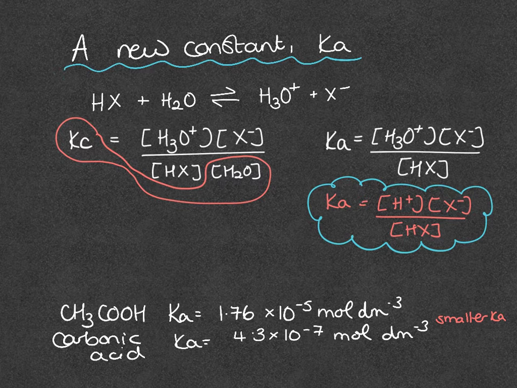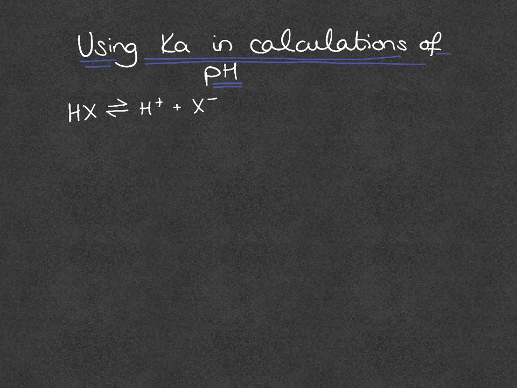Think what that means in terms of this mathematical expression. That must mean that the top part of the Ka expression is smaller than it would have been if you were comparing it with the ethanoic acid. So a smaller Ka means a weaker acid. So in this case, ethanoic acid is a stronger acid than carbonic acid. So how do we use this when we're doing calculations of pH?